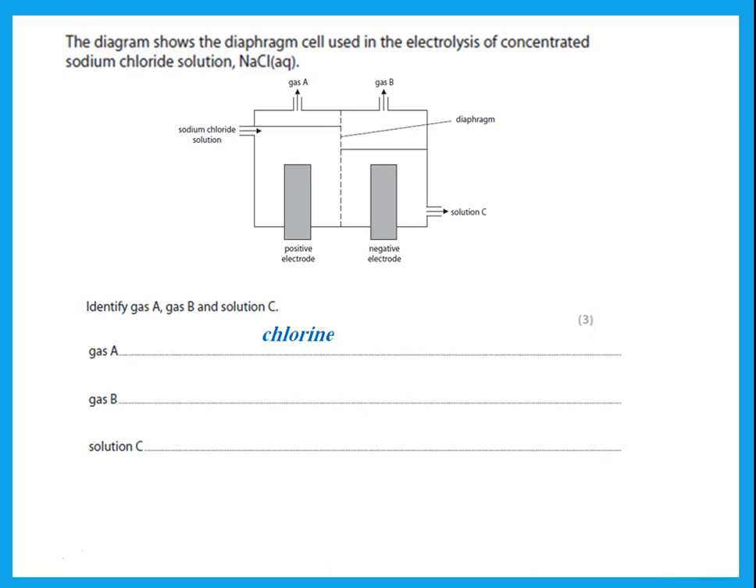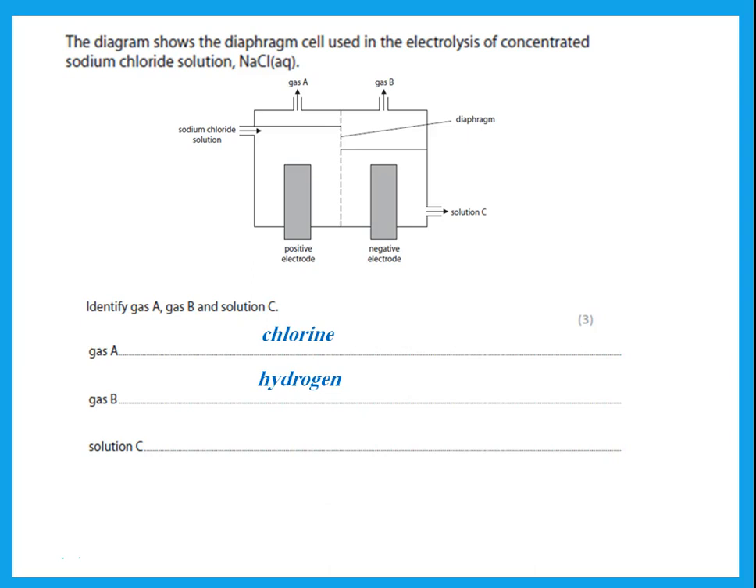Gas B is at the negative. Okay, what goes to the negative? The positive ions. Which positive ions do we have? Na plus and H plus from the water. And we said when we compare between them, it is the H plus that reacts to give hydrogen gas.